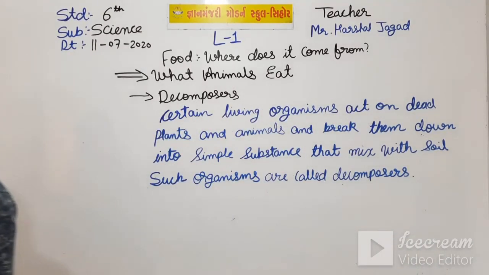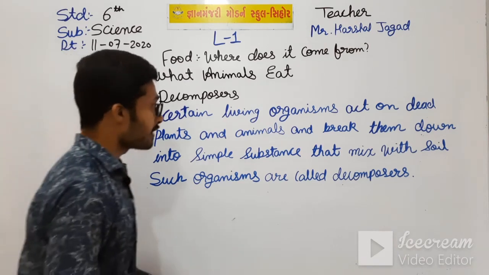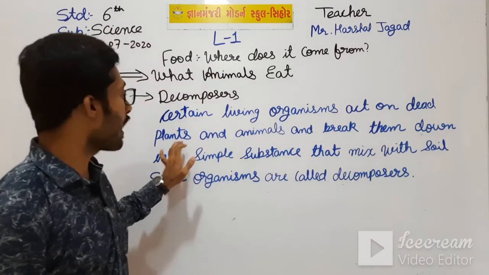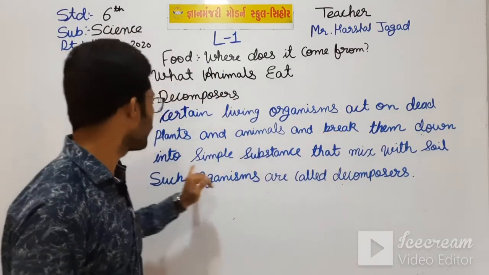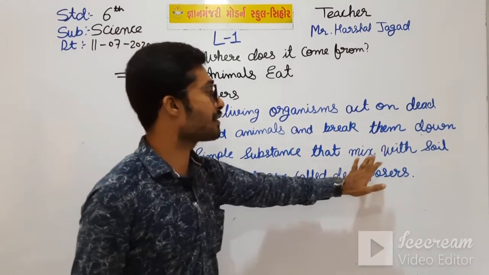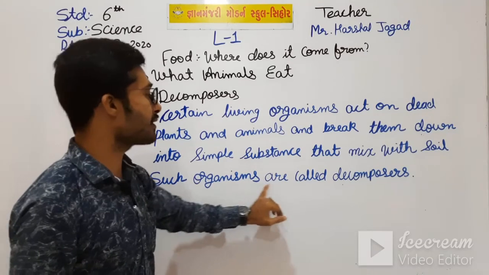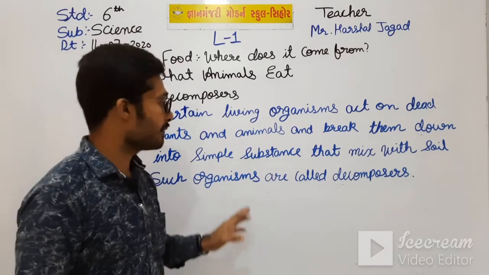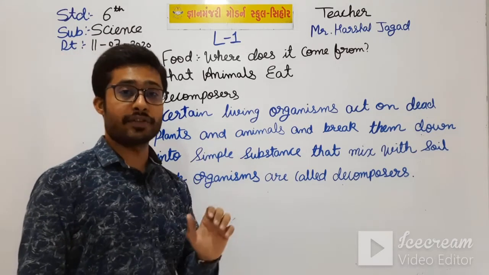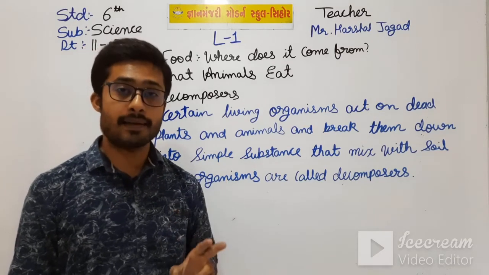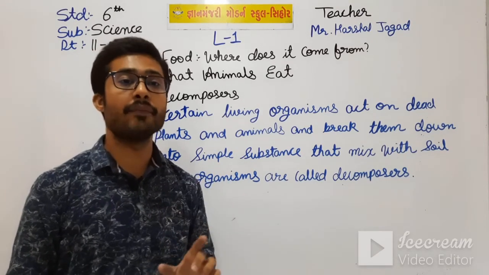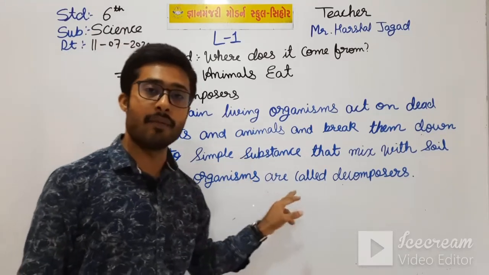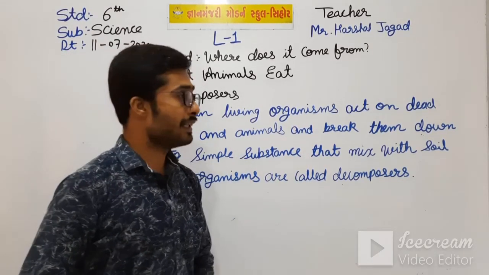So this is the definition of decomposers. Certain living organisms act on dead plants and animals and break them down into simple substances that mix well with soil. Such organisms are called decomposers. Okay students, let's see further.